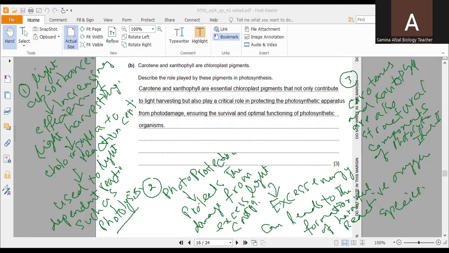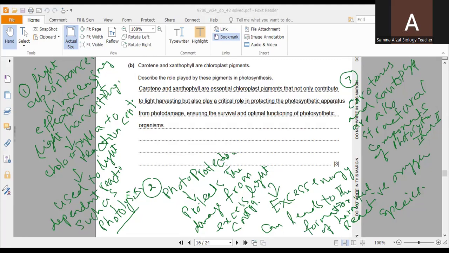Secondly, photoprotection: when there is excess light energy, it can be harmful for the photosystems. For example, the excess energy can lead to the formation of harmful reactive oxygen species. So carotenoids protect the photosynthetic apparatus from the damage which can be caused by reactive oxygen. And the third one is that carotenoids, that is carotene and xanthophyll, are also structural components of photosystem 1 and 2.